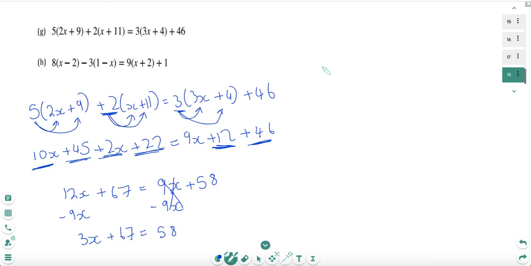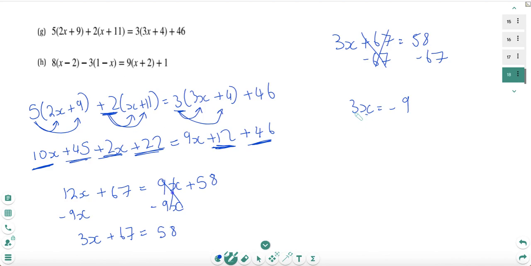X is being multiplied. I'm going to write it over here. 3x plus 67 equals 58. X is being multiplied by 3, then added 67. So we're going to minus 67 on both sides. That cancels out. 3x equals, that is minus 9.